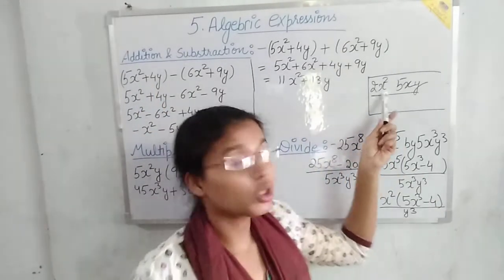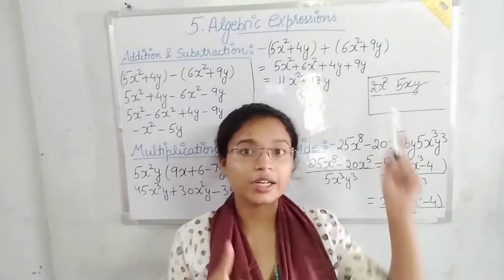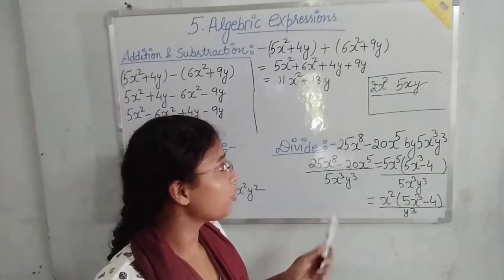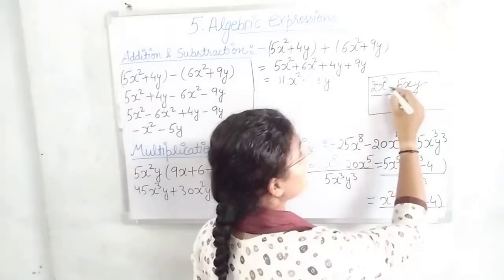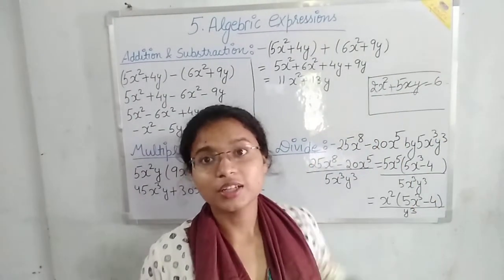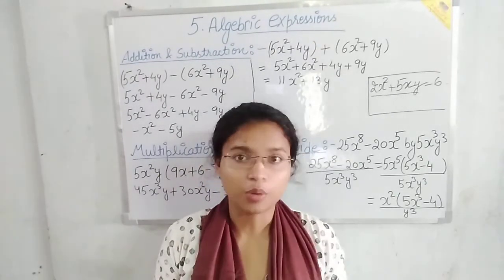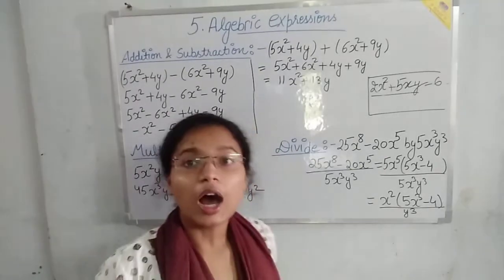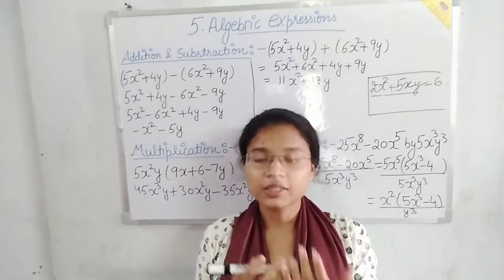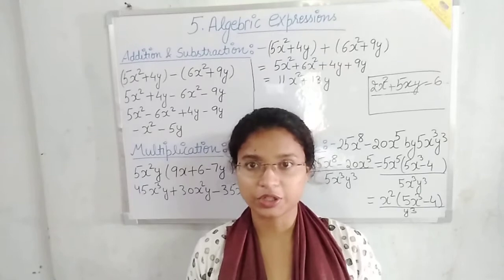Here it is 2x square. 2x square means one term only. One term means it is a monomial, and trinomial means 3 terms. Suppose if I write 2x square plus 5xy minus 6. Now this algebraic expression is having 3 terms, so this is the example of a trinomial. Now after that we will study in this chapter how to add, subtract, multiply and divide the algebraic expressions.